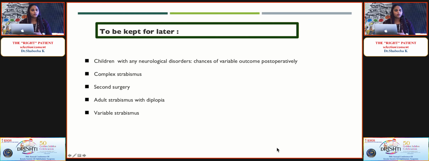And in our OPD, we have more complicated cases also, like children with neurological disorders. In that case, there are chances of variable outcomes postoperatively, complex strabismus, second surgery, adult strabismus with diplopia, and variable strabismus. In that case, we have to keep those cases under follow-up if possible. And if we are confident enough to do that, then we can take them up later.